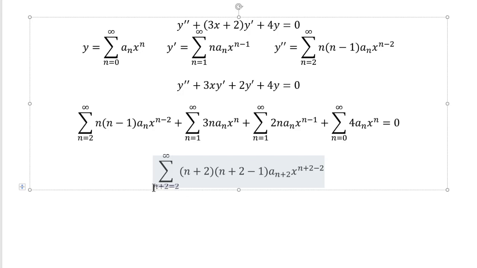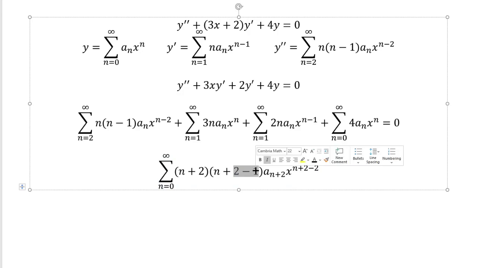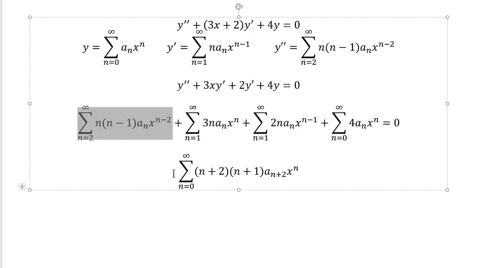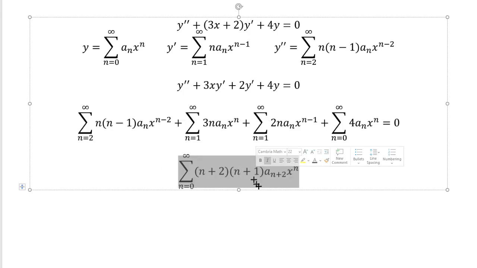Now we have to simplify. n plus 2 equals 2 is the same thing as n equals 0, right? So I make that n equals 0. n plus 2 minus 1 would be just n plus 1. n plus 2 minus 2 would be just n. And I claim that this summation is exactly the same as this summation.